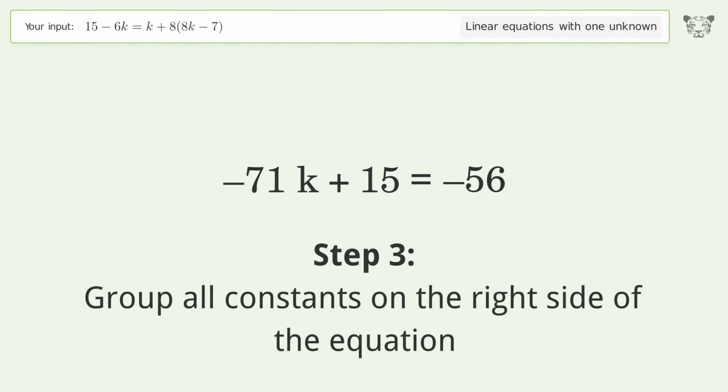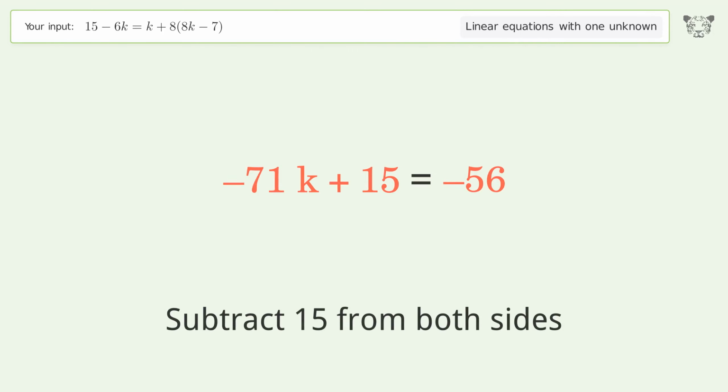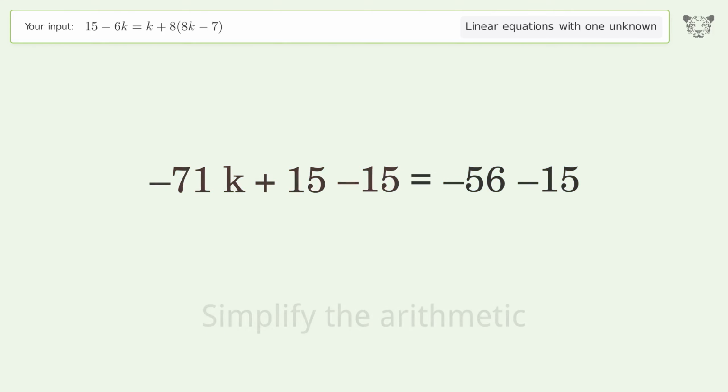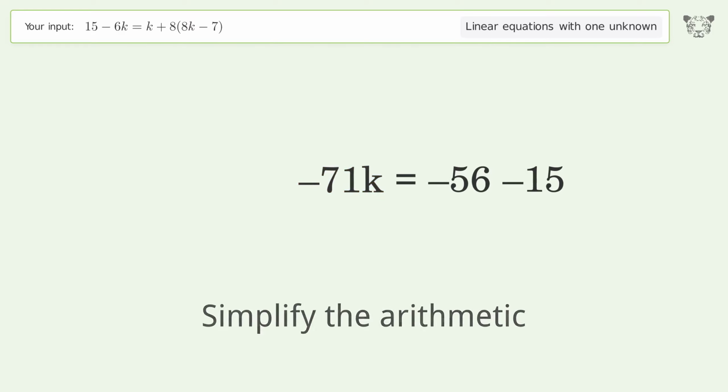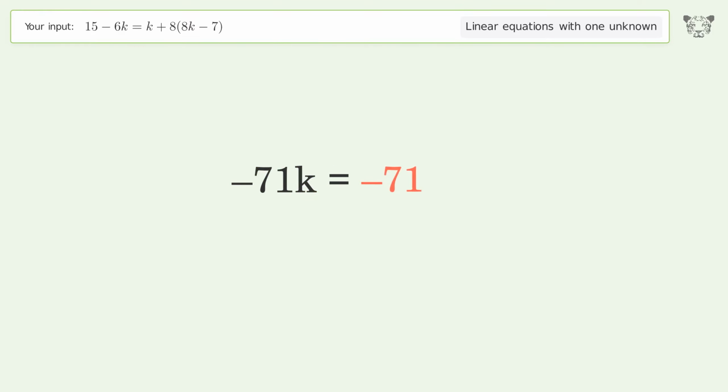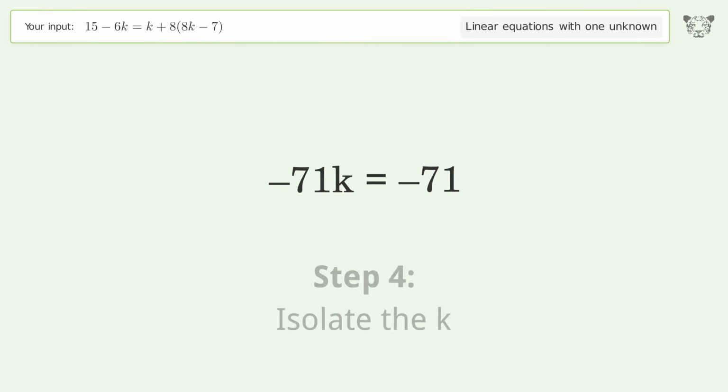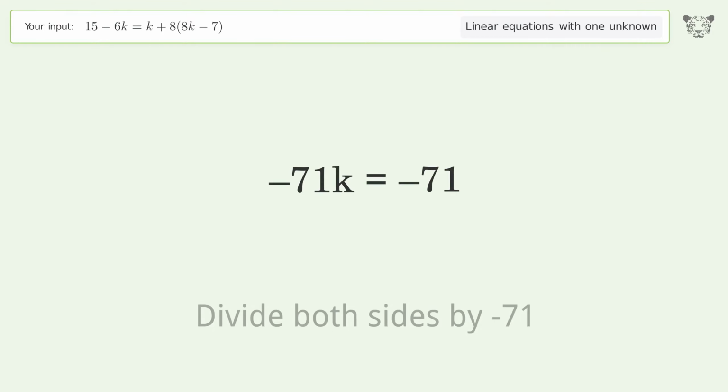Group all constants on the right side of the equation. Subtract 15 from both sides. Simplify the arithmetic. Isolate the k. Divide both sides by -71.